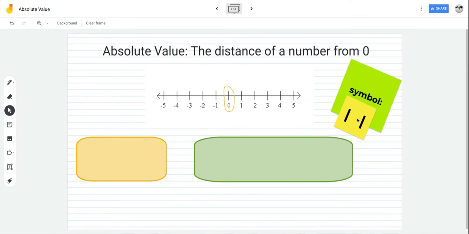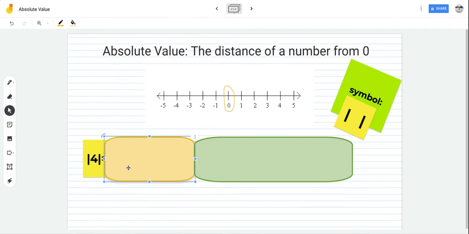And inside these straight lines, you may have a number that's positive or negative. You may have a variable like X or Y or Z. You may even have a little expression in there that you need to solve before you can take the absolute value of whatever's within those two little line brackets. So let's go through some examples.